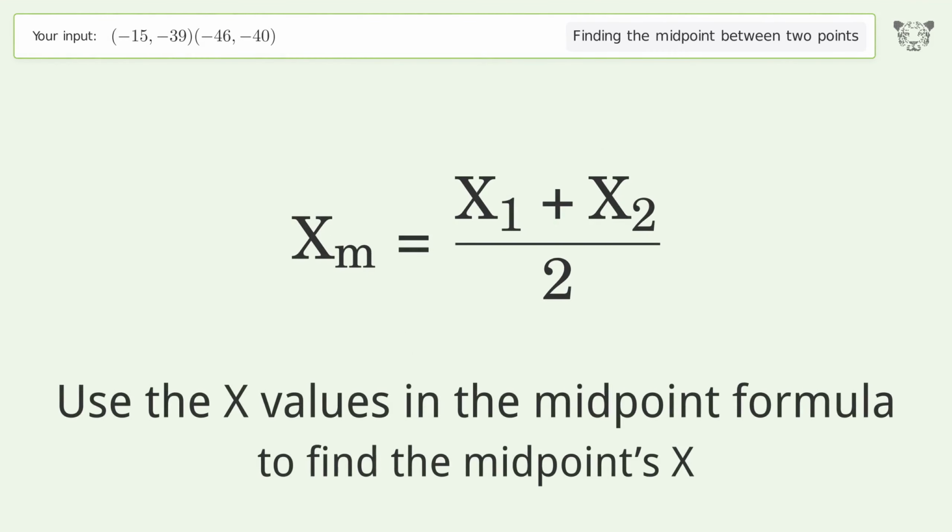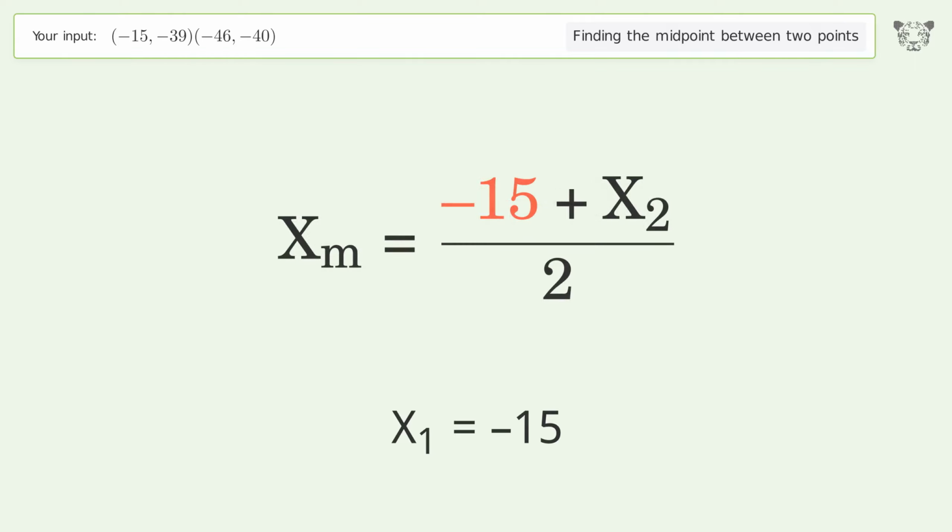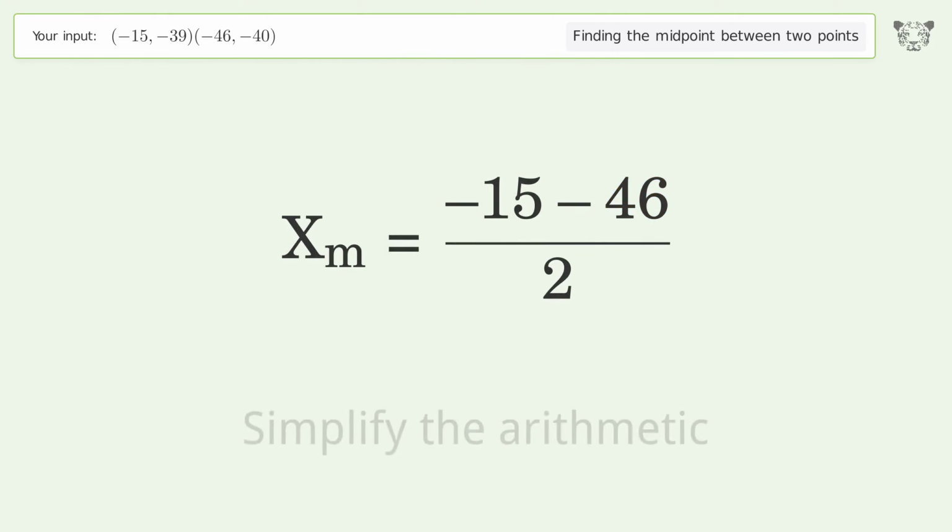Use the x values in the midpoint formula to find the midpoint's x. x1 equals -15. x2 equals -46. Simplify the arithmetic.